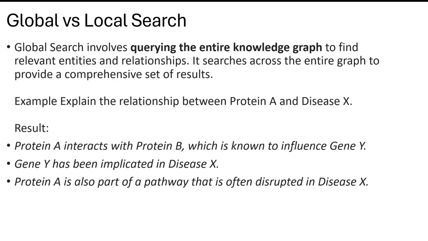So the result gives you a direct answer, but also relational information together. Protein A interacts with protein B, which influences gene Y. This is additional information. And gene Y has been implicated with disease X. And the protein's pathway is also often disrupted in disease X. So it is giving you the entire context of how protein A might be related to some disease.